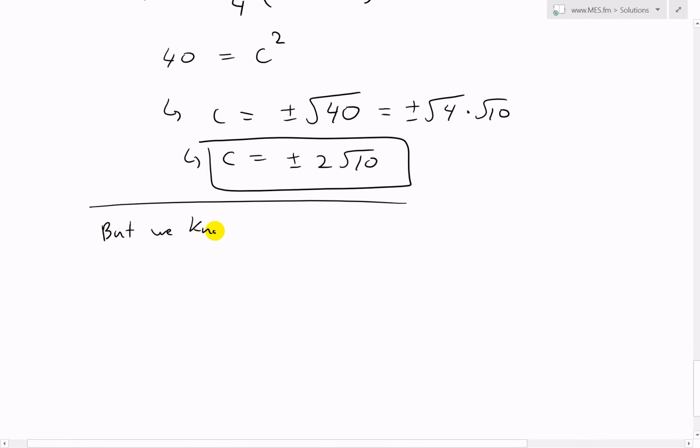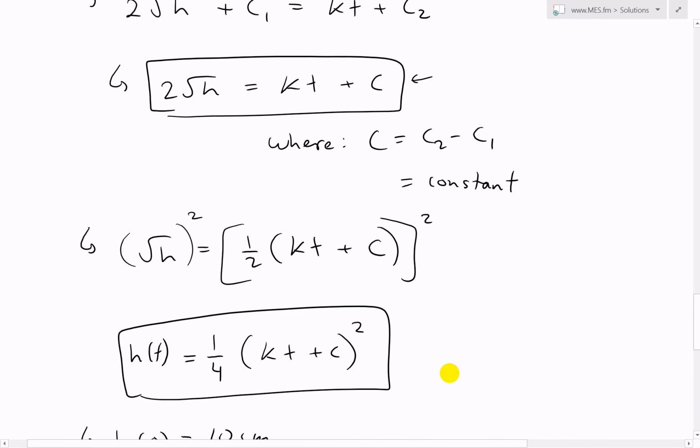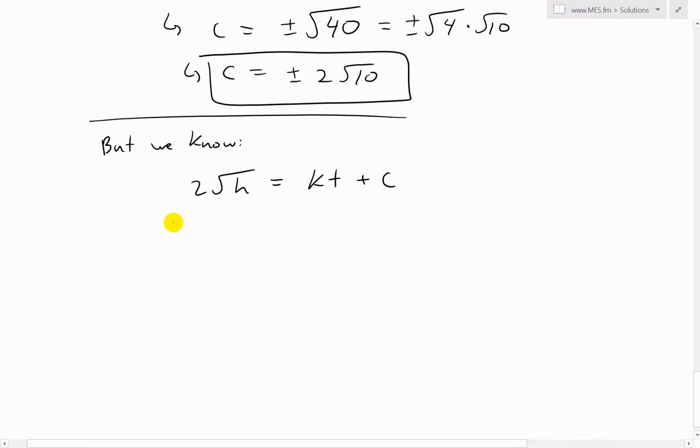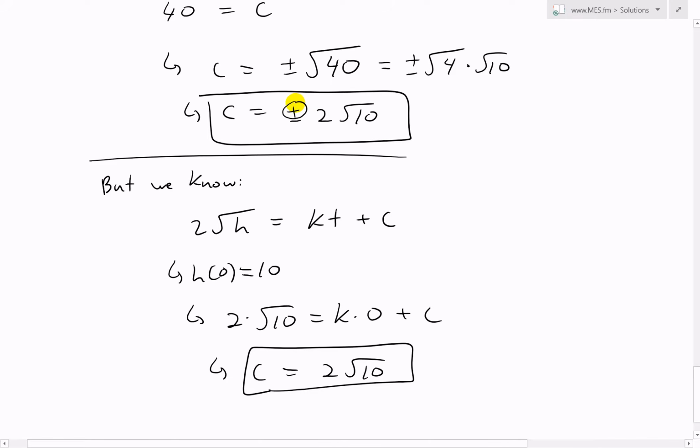We know that 2 times square root of h is equal to kt plus c. So this is up to this point here. Now let's plug in h of 0 equals 10. So we get 2 times square root of 10 equals 2k times 0 plus c. That just goes to 0, so we get c is equal to 2 square root of 10, and that's just positive. So this has to be the positive for our case.